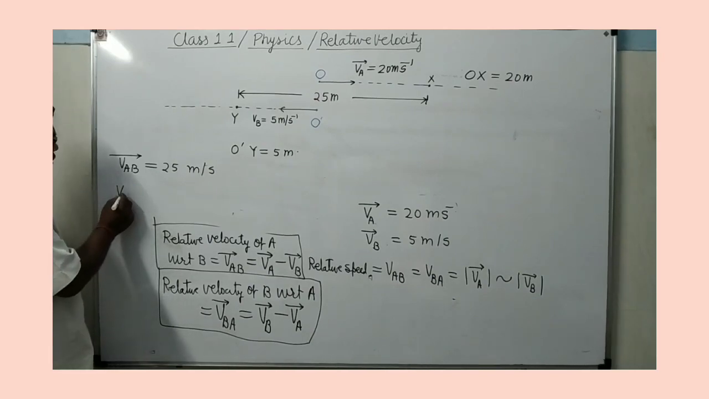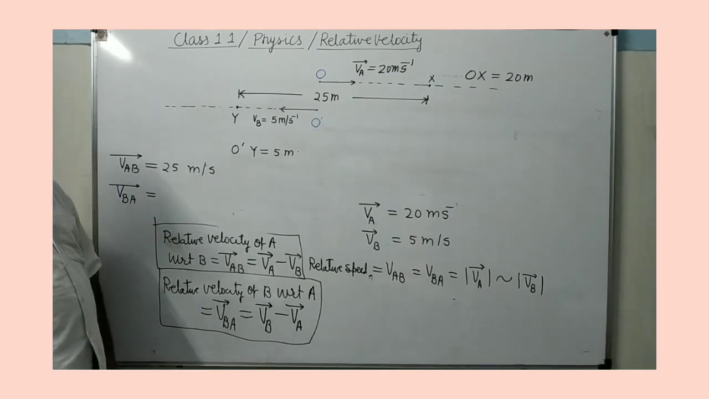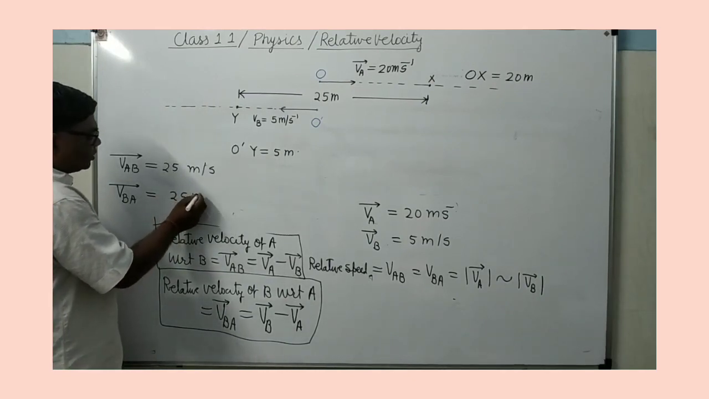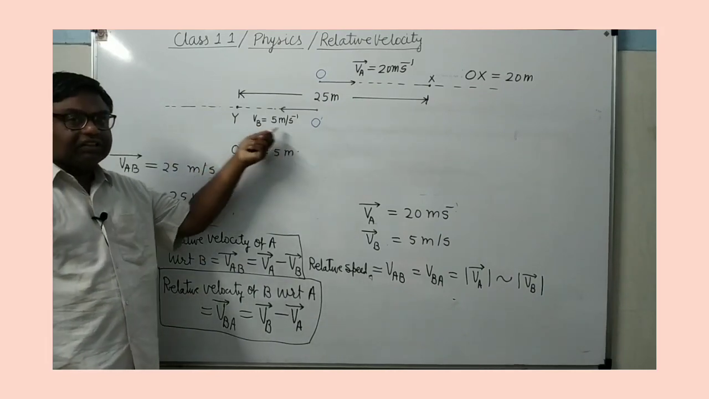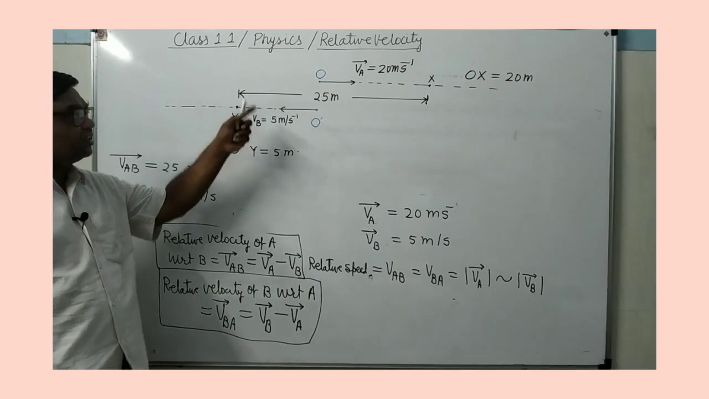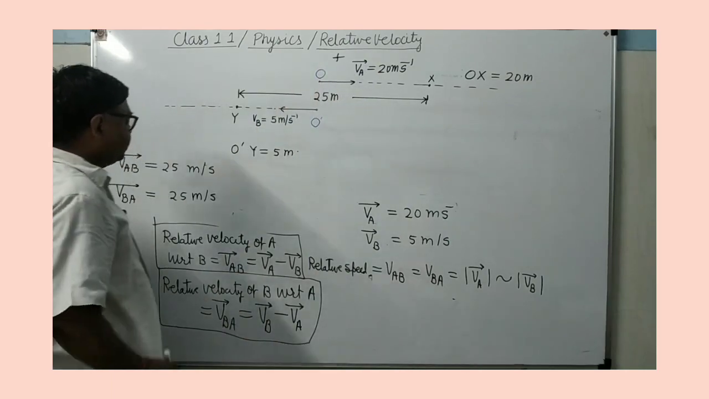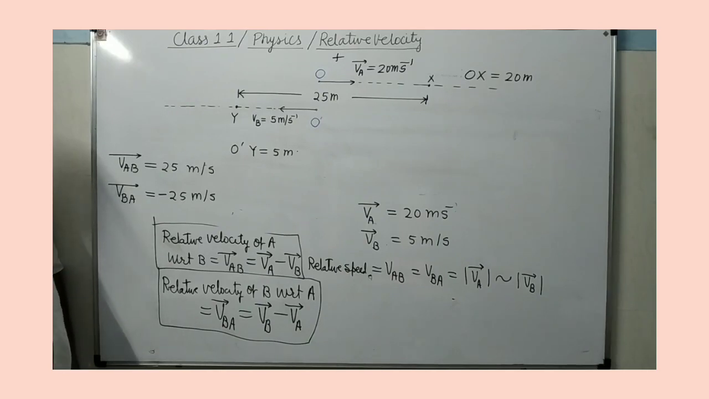What is the relative velocity of B with respect to A? Here also the change in displacement per unit time is 25 meter per second, but its direction is in this direction. It's clear? And this direction is opposite to A, which you have taken as plus, so it will be equal to minus 25. Now how will you get this thing in the vector diagram?